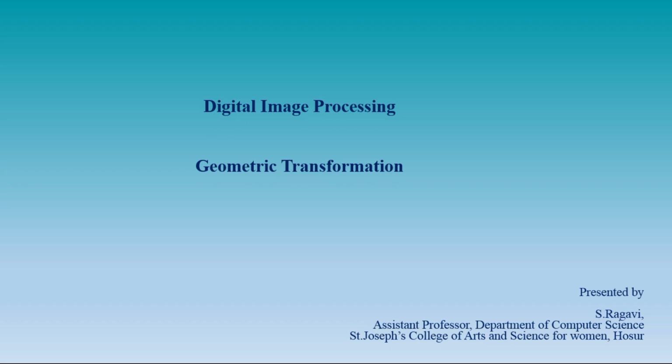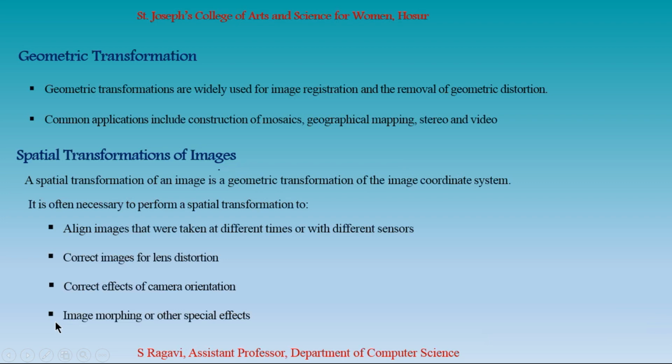Today we are going to see about the concept geometric transformation in digital image processing. First, let us see what is geometric transformation. Geometric transformations are widely used for image registration and the removal of geometric distortion. Common applications include construction of mosaics, geographical mapping, stereo and video.